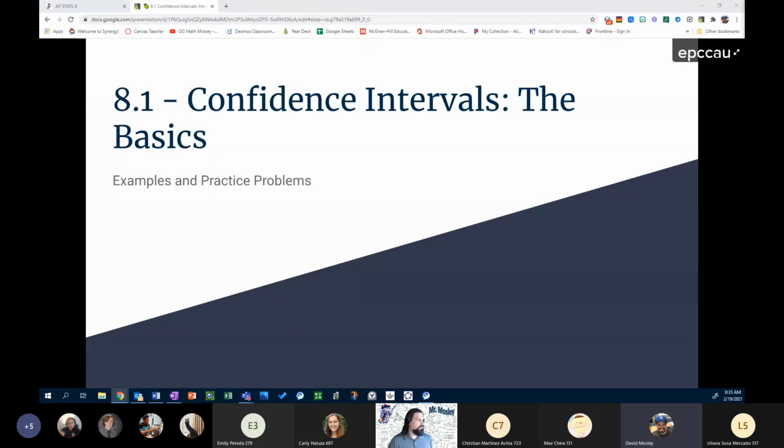Alrighty, and here we go. We're doing 8.1 confidence intervals, just the basics. Here's some examples and practice problems.